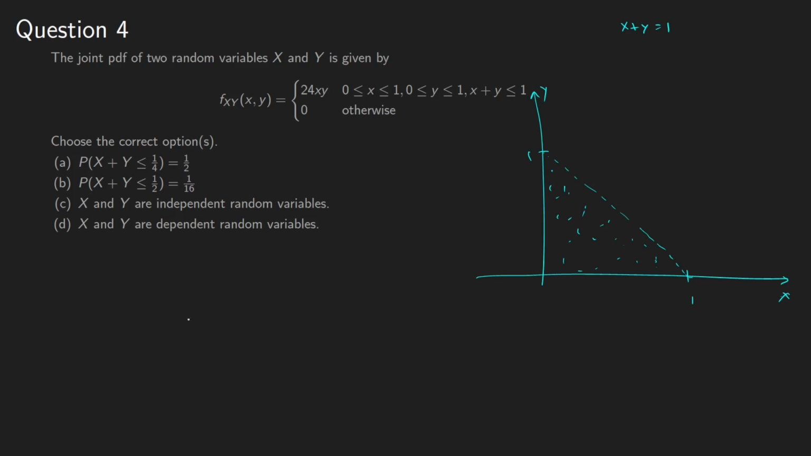Now we need to find the probability that x plus y is less than or equal to 1 by 4 and verify if it is equal to 1 by 2. Here also we can imagine this is 1 by 4 and 1 by 4. This is the line x plus y equals 1 by 4, and the region x plus y less than or equal to 1 by 4 corresponds to this yellow region. We have to find the probability that the random variables x and y will take values in this range. For that we will have to integrate the PDF over this region.